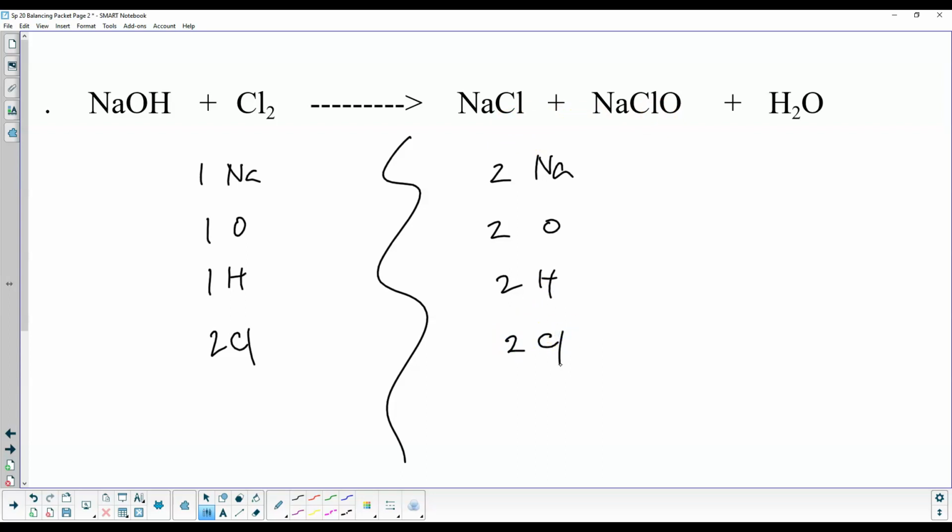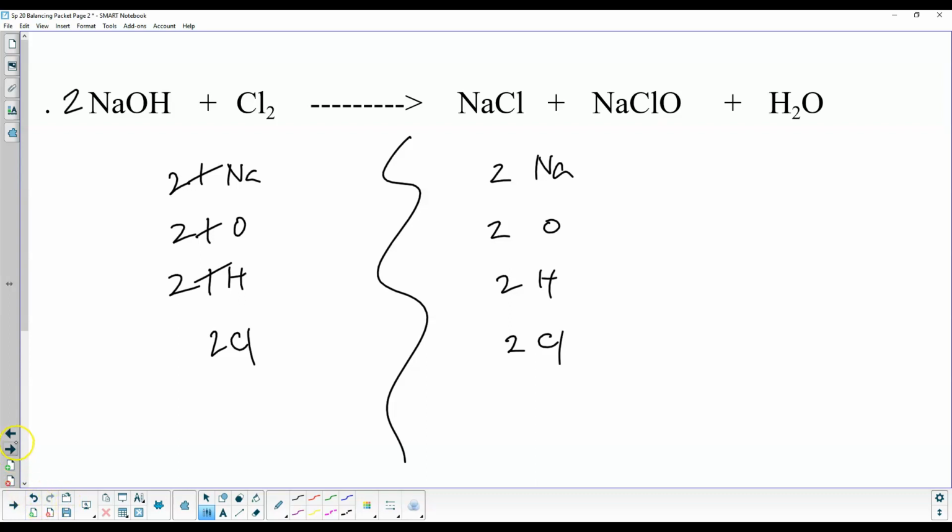Okay, well, let's take a look here. If we take this, and we've got 2 sodium and 1, if I flop a 2 here, sodium becomes 2, oxygen becomes 2, hydrogen becomes 2. Hey, that balanced the whole thing. 2, 1, 1, 1, 1.